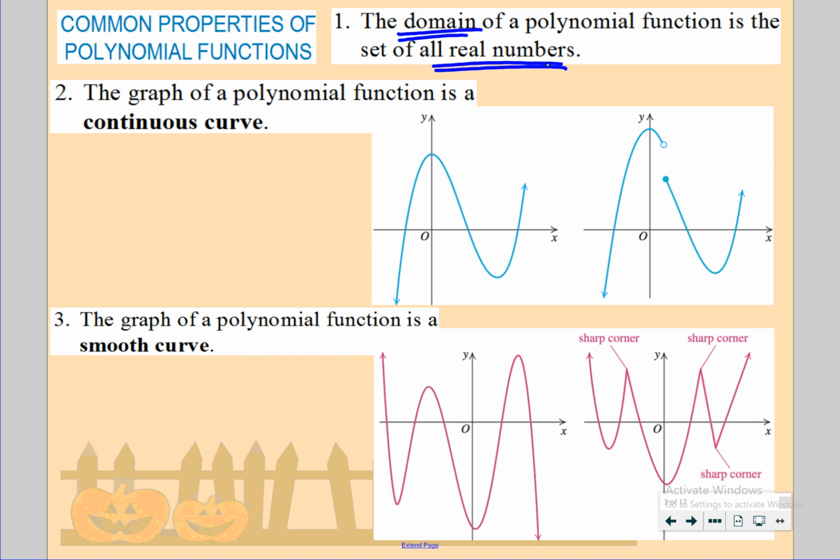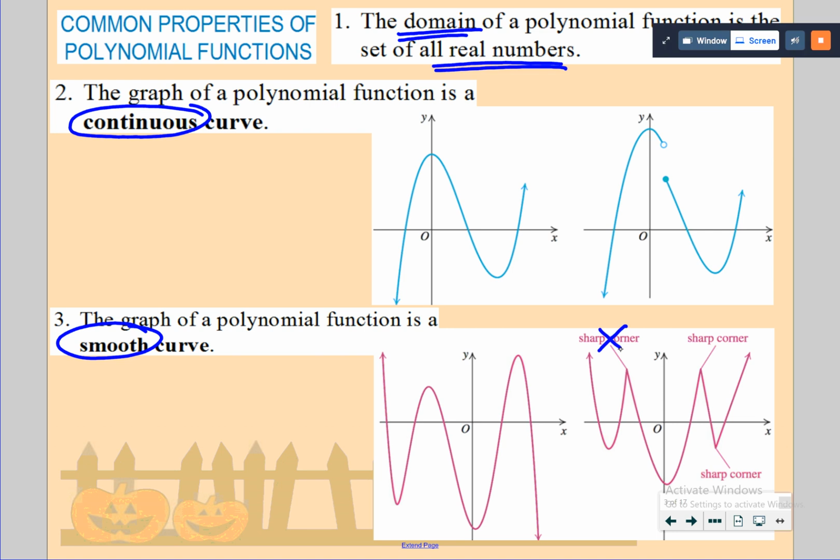Also, the graph will be a continuous, smooth curve. Continuous means I can trace it without picking up my pencil. Smooth means it does not have a sharp corner. Okay, an example of a graph that you know that has a sharp corner is the absolute value graph. The absolute value graph is continuous. The domain is all real numbers, but it has a sharp corner. It is not a polynomial. Okay? So domain is all real numbers, continuous, smooth curve, no sharp corners, if we're looking at its picture.